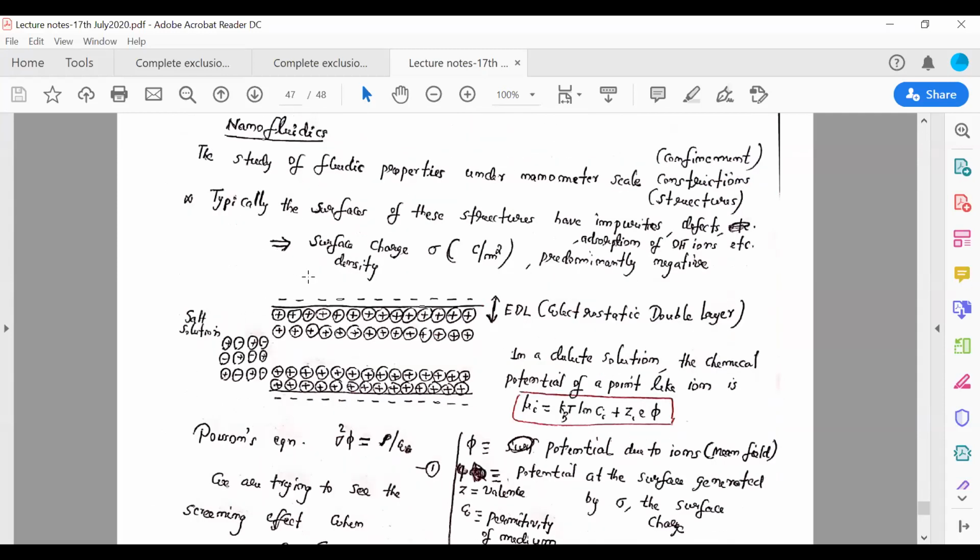So essentially what I'm discussing is nanofluidics. Nanofluidics means the study of the fluidic properties when the fluid is transported through nanoscale structures, or the study of the fluidic properties under nanoscale confinement. If you confine fluids, their behavior changes. For example, the dielectric constant, viscosity, and mobility are all parameters which are different in the nano range.